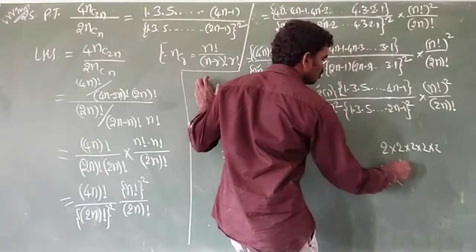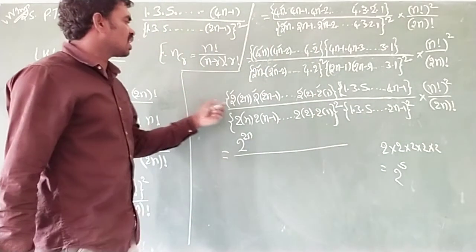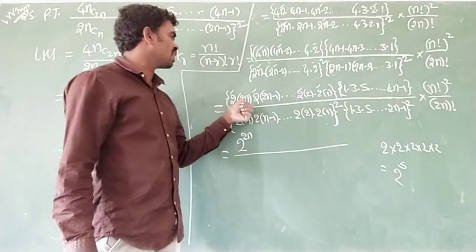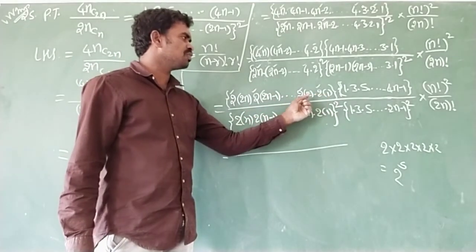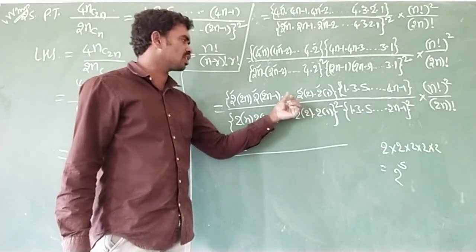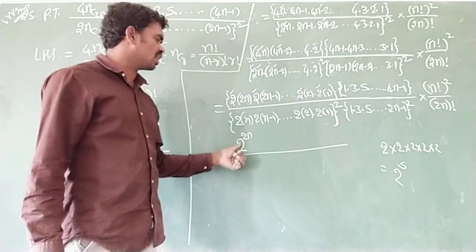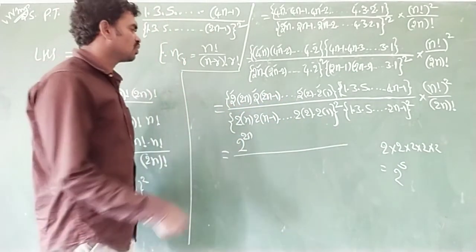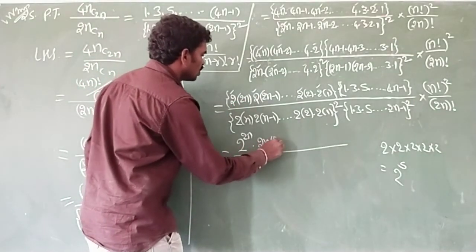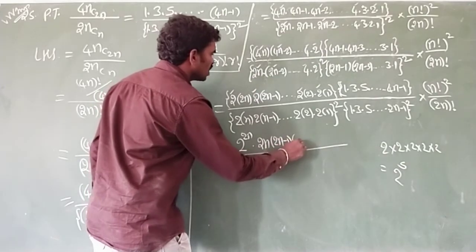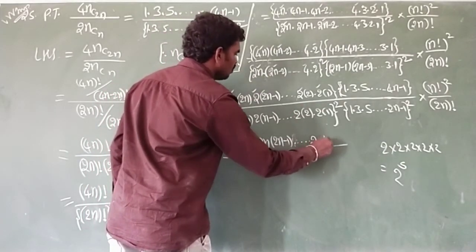Then what can we write? 2 power 1, 2, 3, 4, 5. 2 power 5 we can write. Similarly here, 2's are 2n terms. What I am saying, 2 into 1 means this one term, 2 into 2 means this second term, 2 into 3 is third term, like 2n minus 1 term, like 2n term. So 2's are 2n terms. Simply 2 power 2n. Then remaining into 2n, 2n minus 1, 2n minus 3, and so on, 2 into 1.